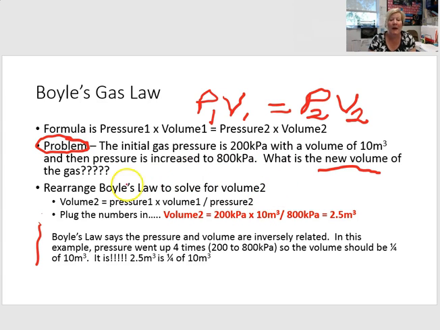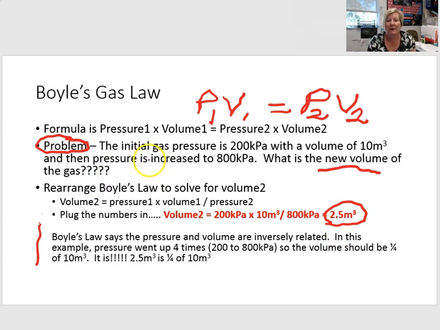So yes, you can absolutely rearrange this equation and solve for V2. So V2, volume 2, is equal to pressure 1 times volume 1 divided by pressure 2. And you can plug in those numbers. So pressure 1 was 200 kilopascals. And the volume 1 is 10 cubic meters, which goes there. And then we're going to divide that all by the new pressure of 800 kilopascals. And when you punch that in your calculator, you will get 2.5 cubic meters.